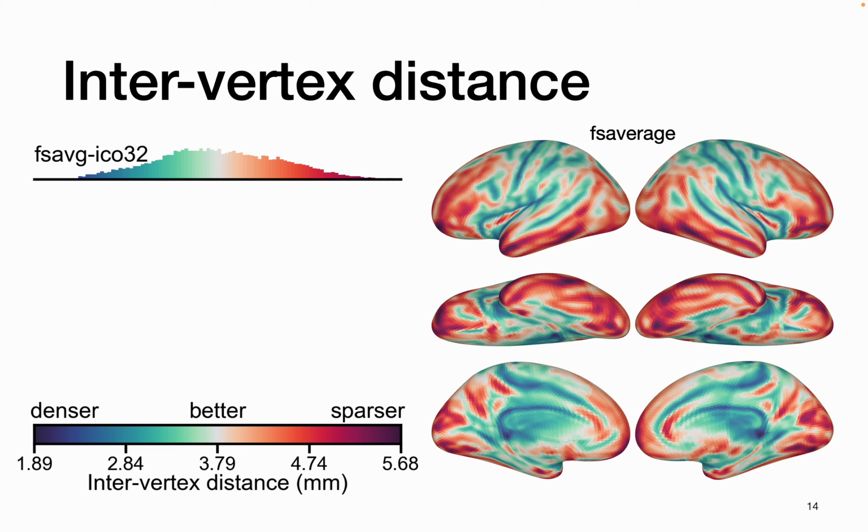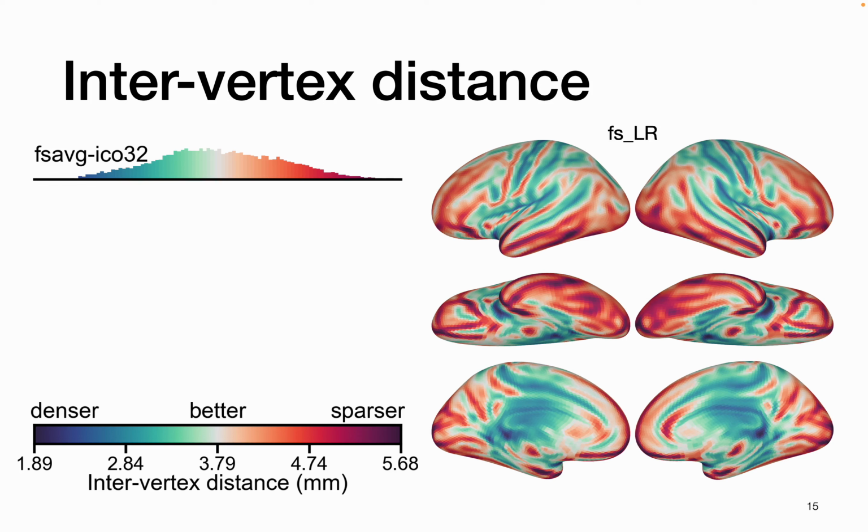Based on the fsaverage template, the occipital lobe, the ventral temporal cortex, and the prefrontal cortex are sparsely sampled, whereas the central sulcus and the lateral sulcus are densely sampled. fsaverage is the surface template used by FreeSurfer, and there is another surface template called fs_LR, which is used by the Human Connectome Project, and it has the same problem as well.